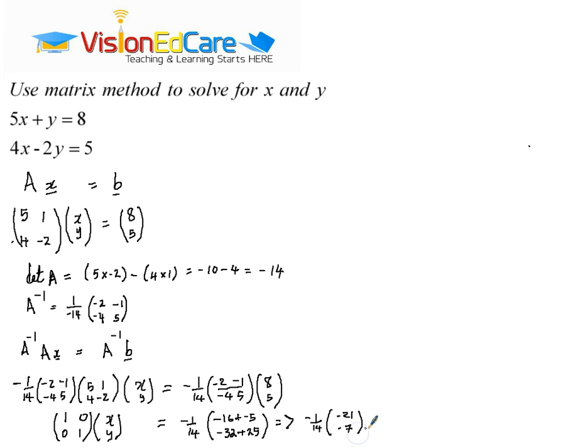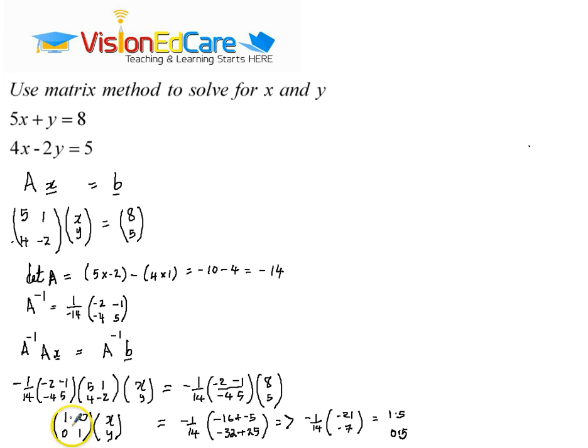And upon simplifying this, minus 21 times minus 1 over 14 gives us 21 over 14, which is 1.5, and then minus 7 times minus 1 over 14 gives us just 7 over 14, which is 0.5. So it means that we have found the values of x and y.